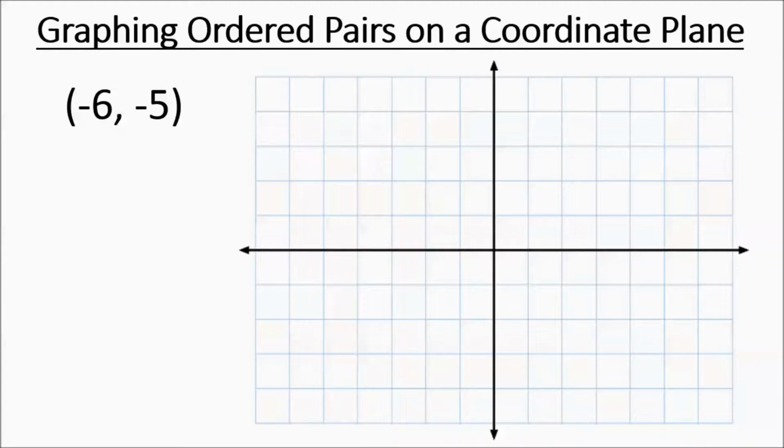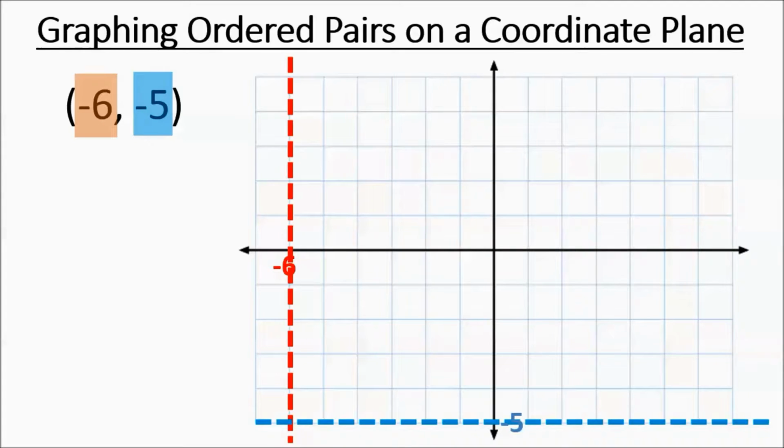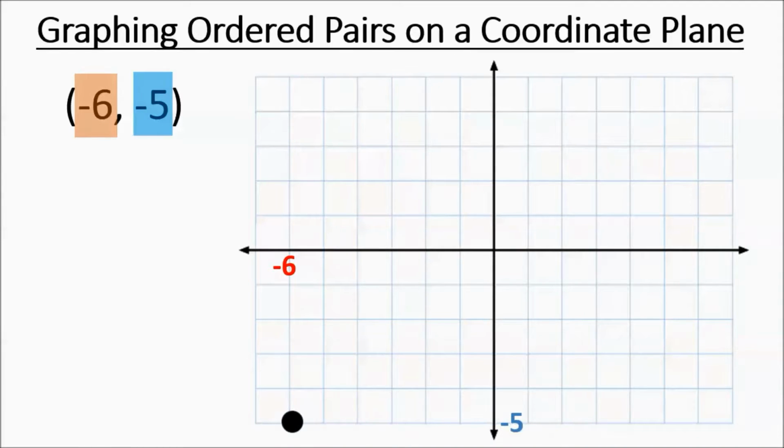-6, -5. I find my x value of -6. I find my y value of -5, and we extend those out, and they would intersect in the third quadrant, quadrant 3.